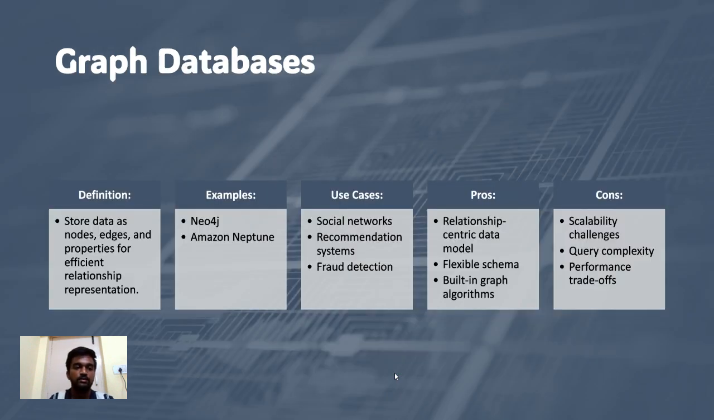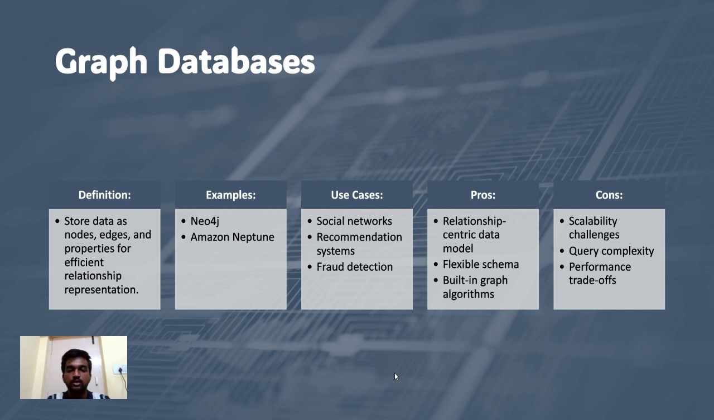The next is graph database. The definition of the graph database is to store data as nodes, edges, and properties for efficient representation. The examples are Neo4j and Amazon Neptune. Use cases, social networks. See, a graph database stores everything in a model of nodes and edges. The edges contain the relationship, the nodes contain the entity. So in social networks, the best way to traverse through the data is to use the graph database.